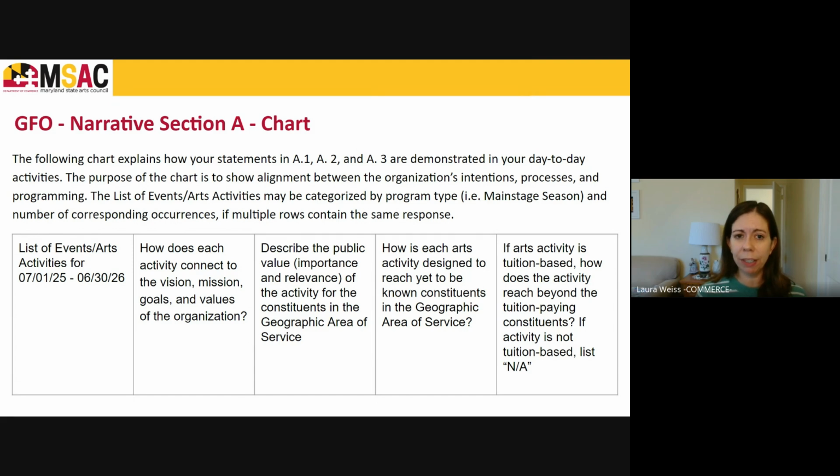Something new here this year is there is a word limit in play on the chart. Some of the responses have gotten very, very long over the years. So each section has a 100 word limit. So just be cognizant of that as you go throughout.